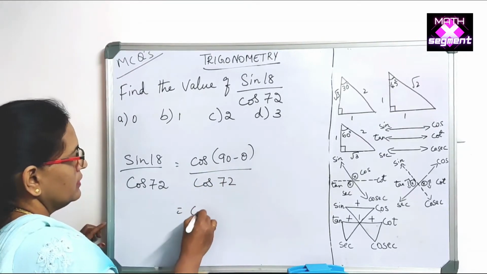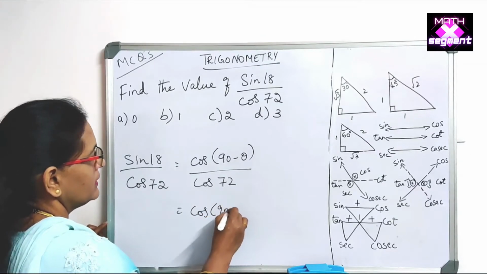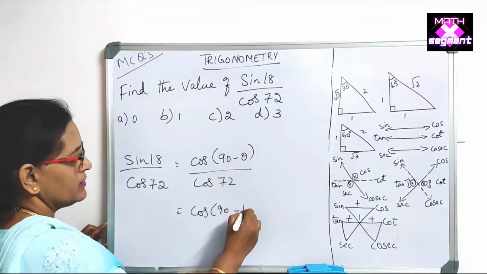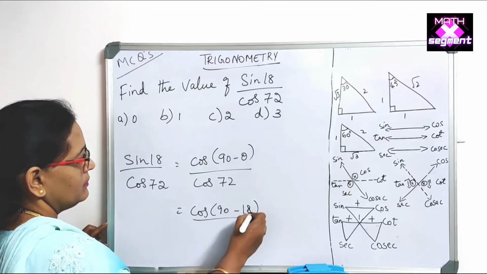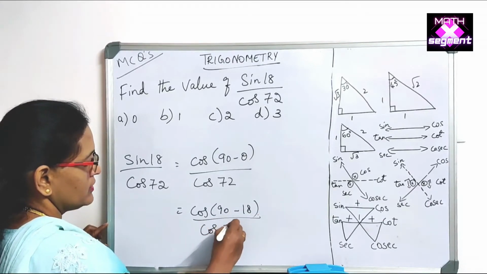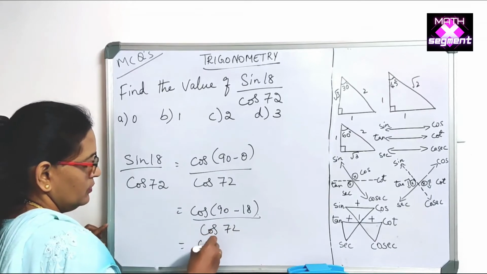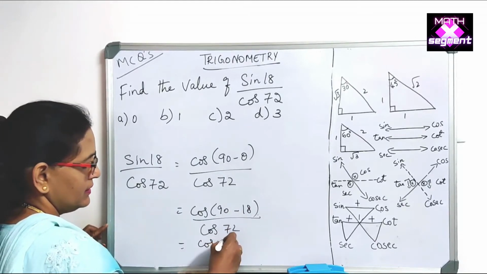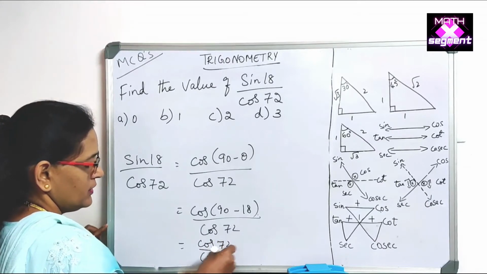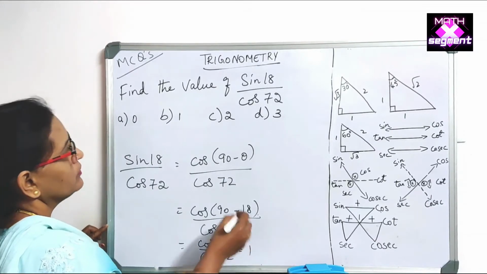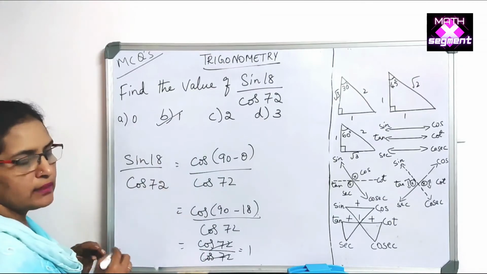So that means here cos 90 minus theta is what they have given. It is given as 18. So here it will be cos 90 minus 18, so here it is cos 72. That is equal to cos 90 minus 18 is 72 divided by cos 72. Cos 72, 72 goes one time. So B answer is the correct answer.